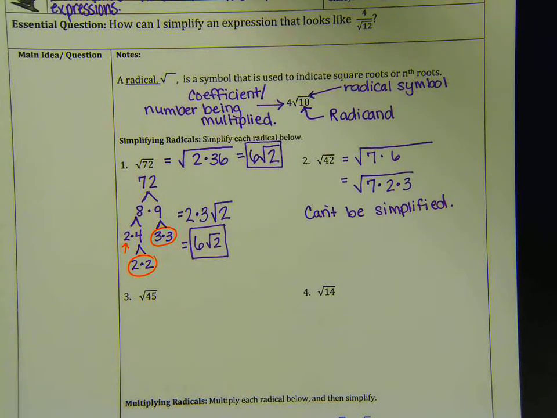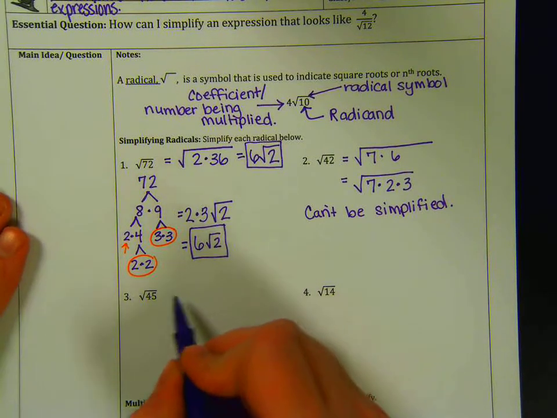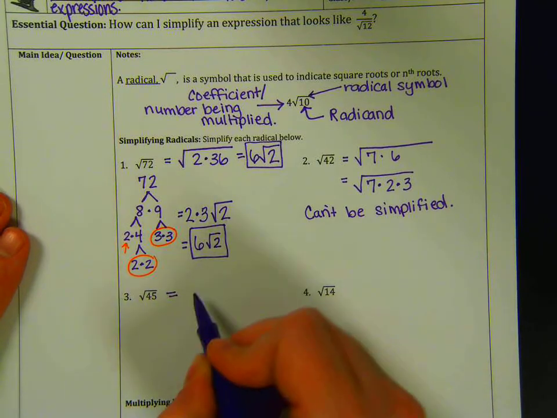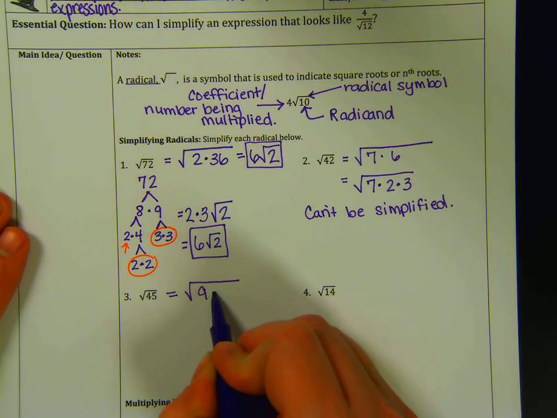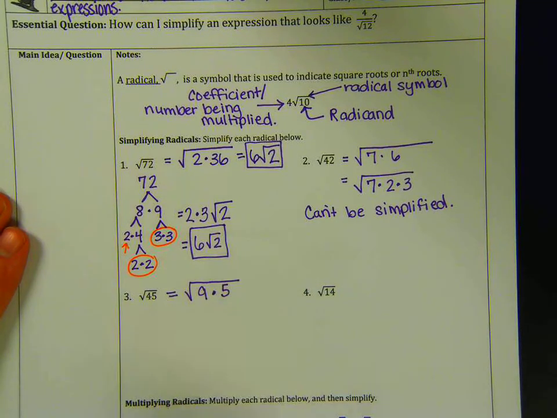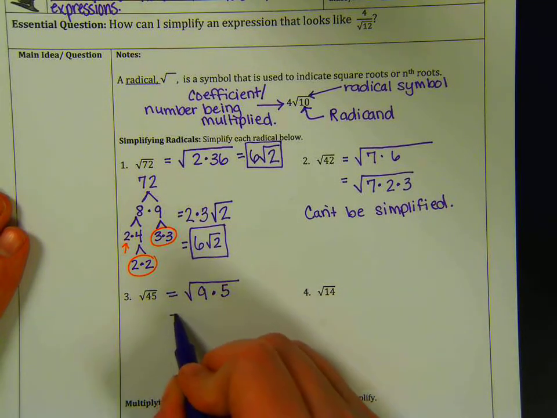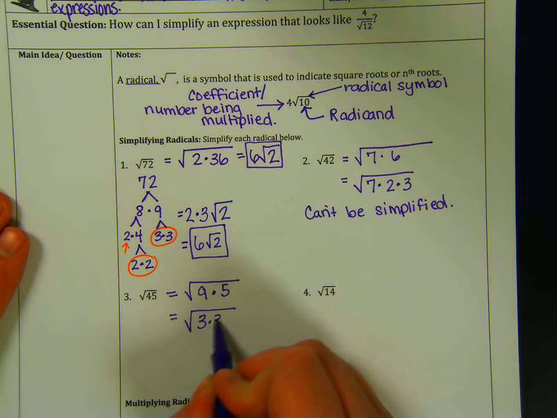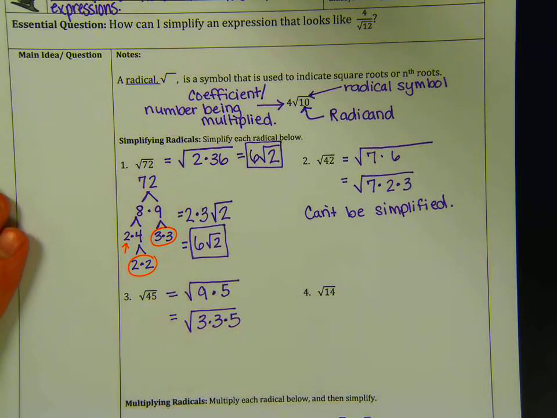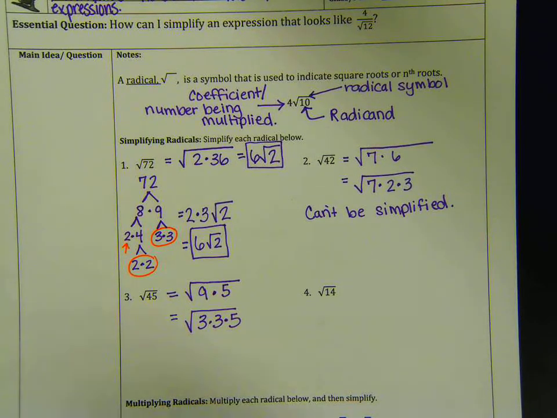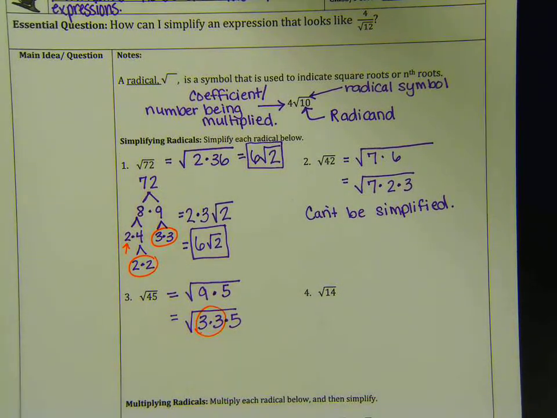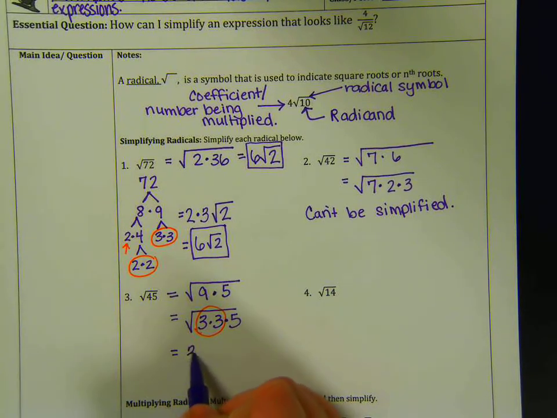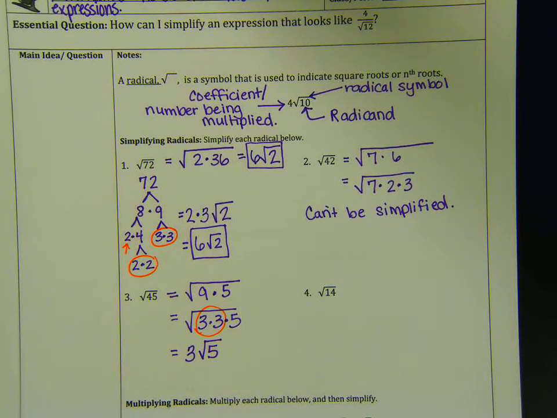Let's try 3 and 4, and then we're going to move on. So 45, I'm going to write as 9 times 5. If you want to write that out a little bit simpler, we can write that as 3 times 3 times 5. I see a pair, 3 and 3. I'm going to bring one of those out in front, because the square root of 9 is 3. So we can skip right to here if you want to. And then that poor 5 is left all alone underneath the radical.